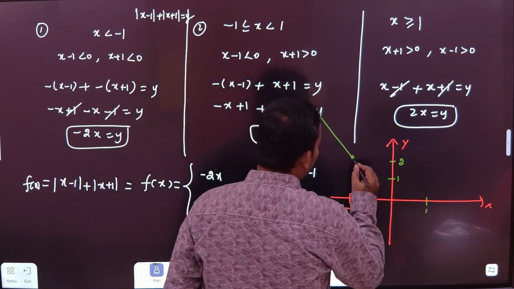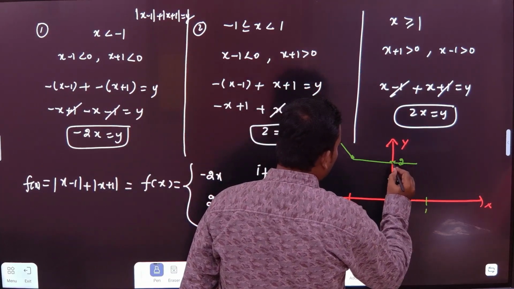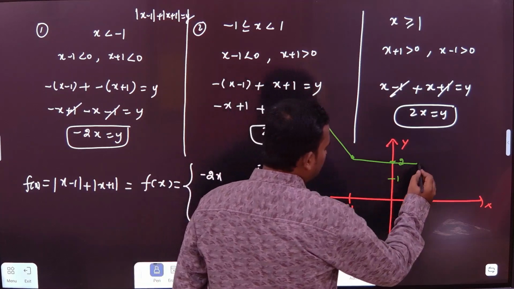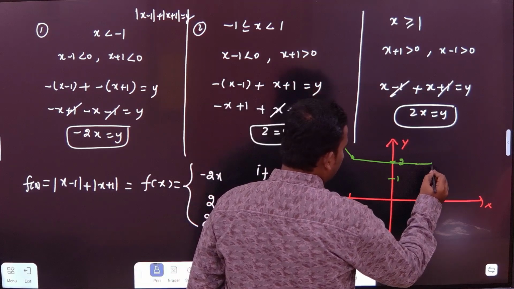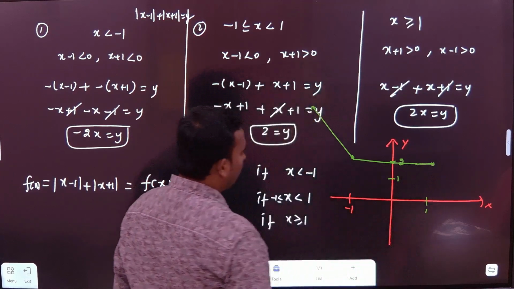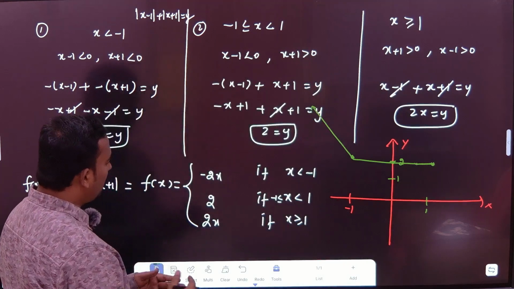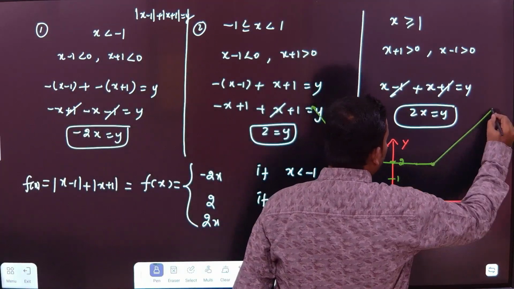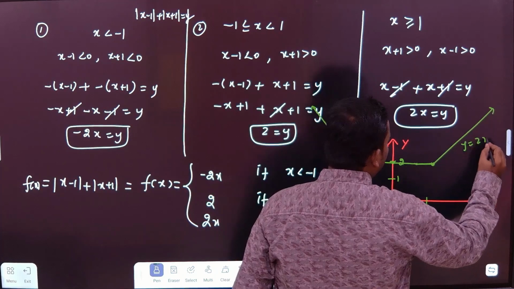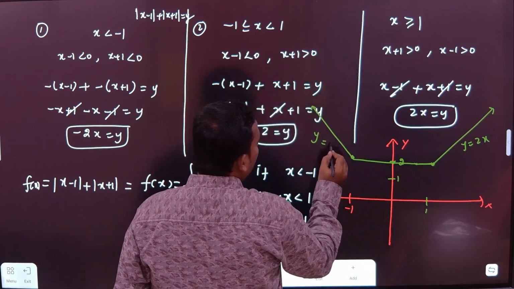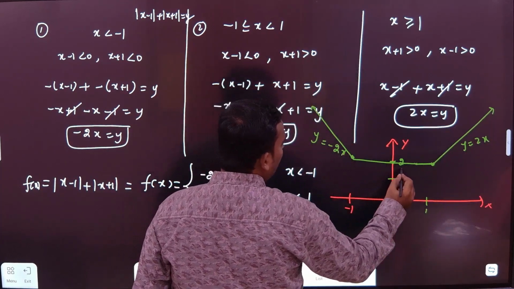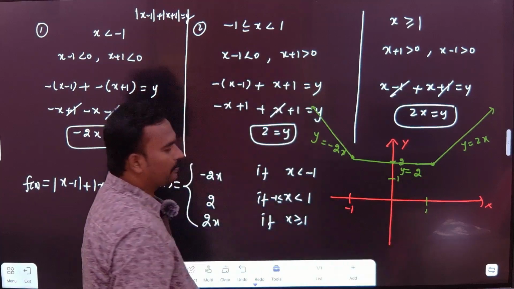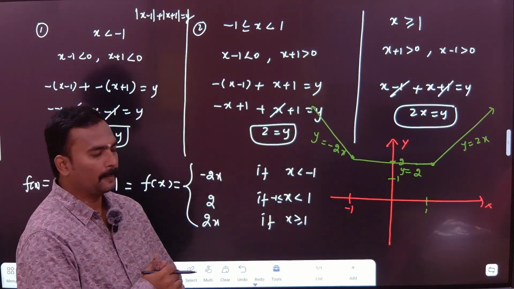Y equal to 2 means a line parallel to the x-axis. Then when x is more than 1, y is equal to 2x, that will be like this. So y equals 2x, y equals minus 2x, and y equals 2. This is your graph. I hope everyone understood, right?